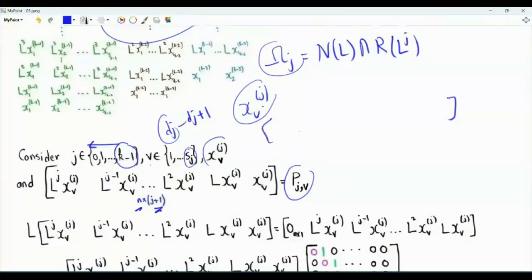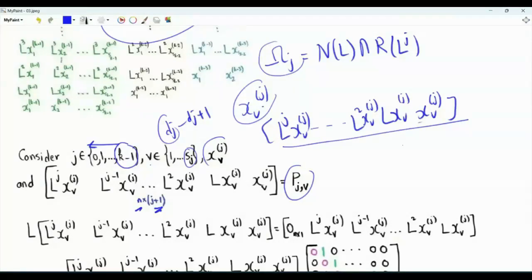We take this vector, here it is, and then we take the vector after multiplying it from the left by L, and then by L squared, all the way to xv multiplied from the left by L to the power j. So we have j plus 1 columns. Let's investigate the multiplication of this matrix by the matrix L from the left.